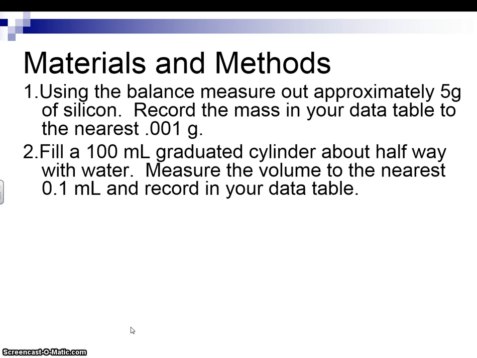Now again, depending on which sample you start with, you might be using a different graduated cylinder. If you're doing silicon, you're going to want to use your large graduated cylinder, the 50 or the 100, because it will get stuck in any of the smaller ones. If you start with your tin or your lead, you're going to want to go ahead and use one of your smaller graduated cylinders because it will have a greater precision in its measurements.